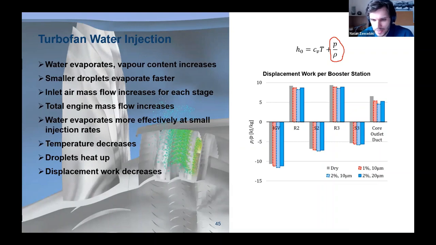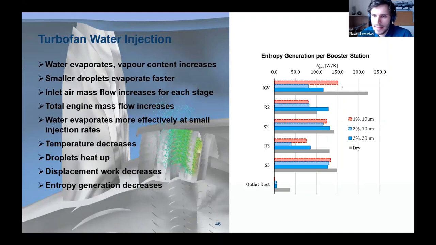This still doesn't mean that the efficiency would be better, because we have to think, okay, can we put less work into compressing it, but there are different phenomena like heat exchange between the droplets and the entropy generated by the evaporation. So is the entropy generation of that process smaller, and how do they both scale, right? And this is the entropy generation chart.